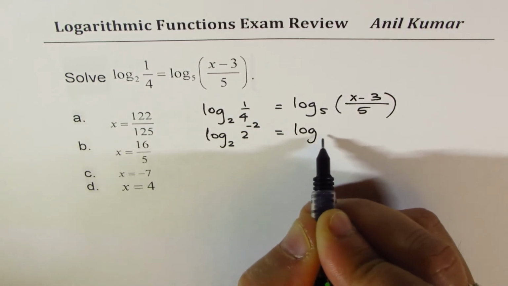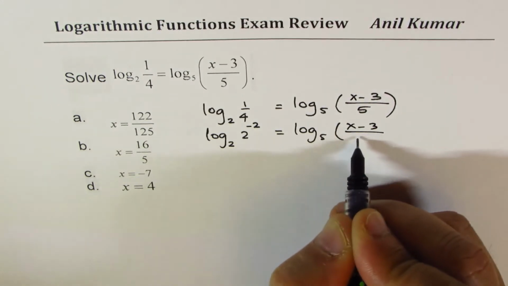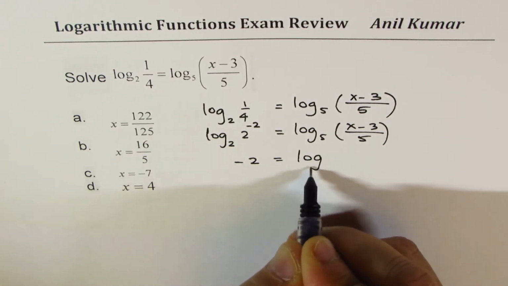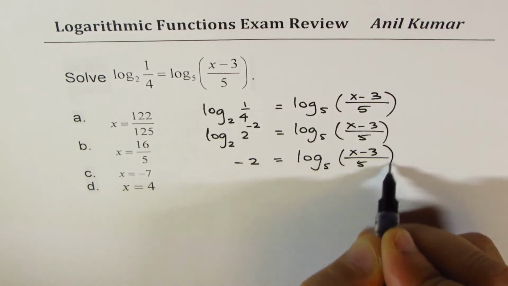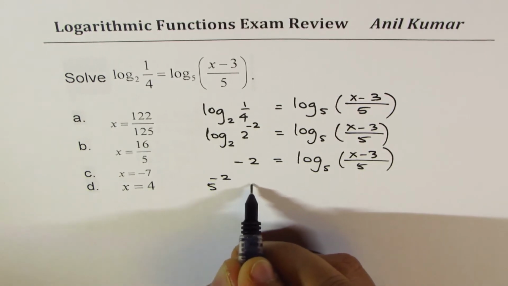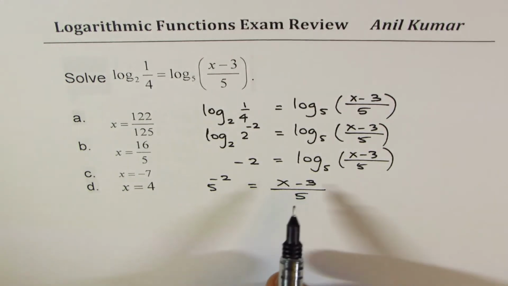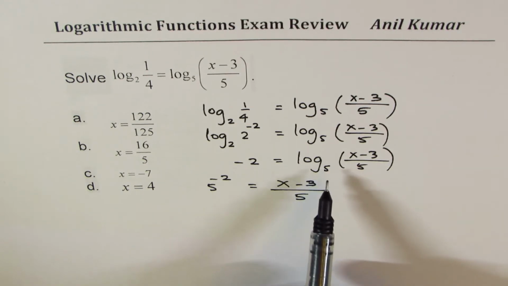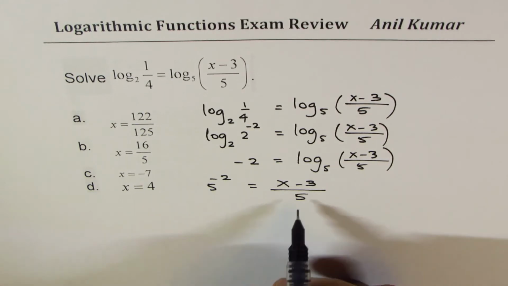So we have log to the base 5 of (x minus 3) over 5. So this side is minus 2. Minus 2 equals log to the base 5 of (x minus 3) over 5. So we could write this as 5 to the power of minus 2 equals (x minus 3) over 5. Whenever you have a chance like this, write it as an exponential equation. That always helps. So 5 to the power of minus 2 is 1 over 25.